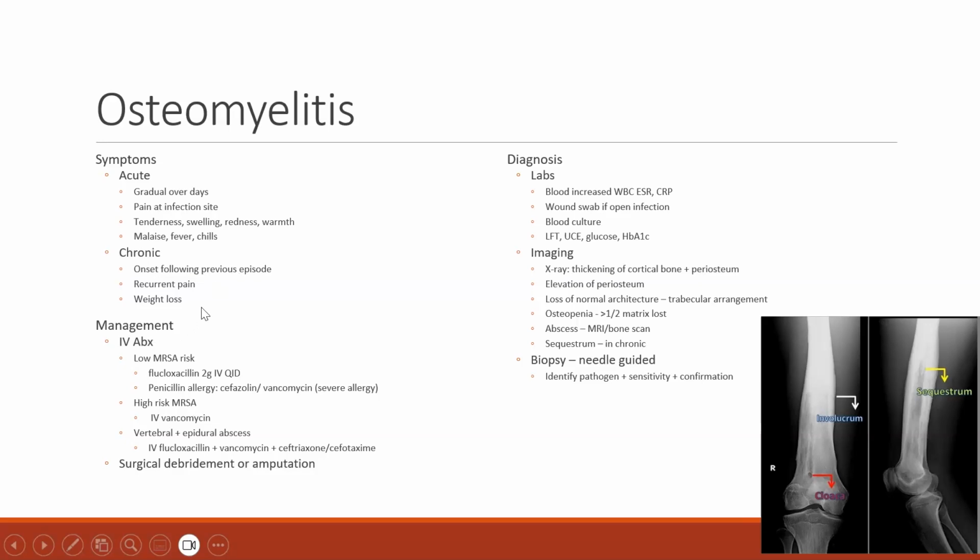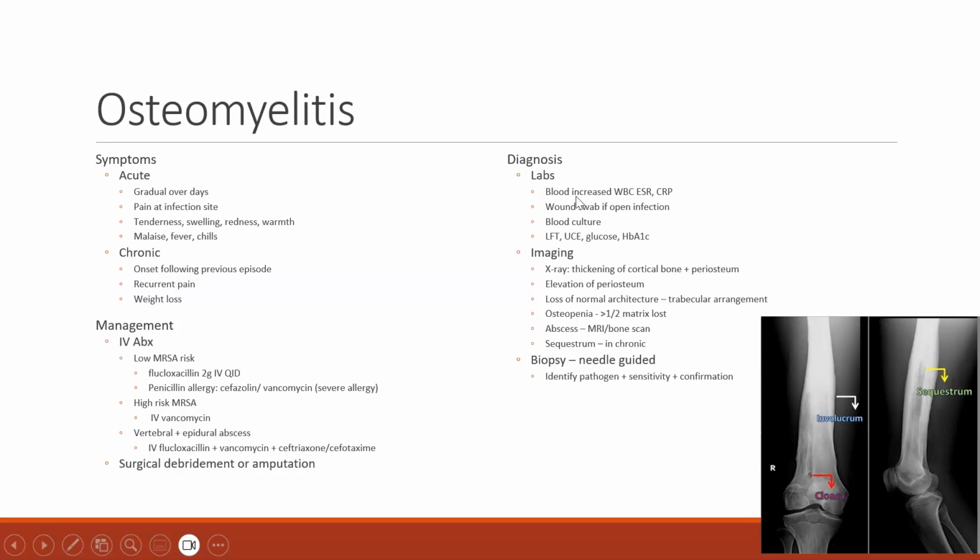Management, antibiotics depend on the affecting organism. So with low MRSA risk, we give flucloxacillin, and if they have penicillin allergy, we can give vancomycin. If it's high risk of MRSA, we go straight away into vancomycin. If we have epidural or vertebral abscess, which can lead to neurological symptoms, we give flucloxacillin, vancomycin, and cefalexin. They might need some surgical involvement as well in severe symptoms.